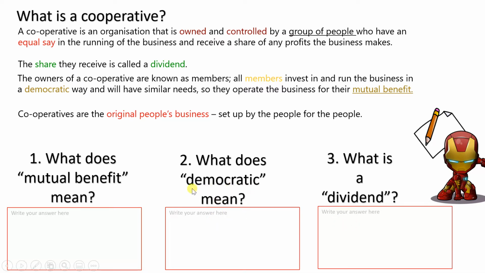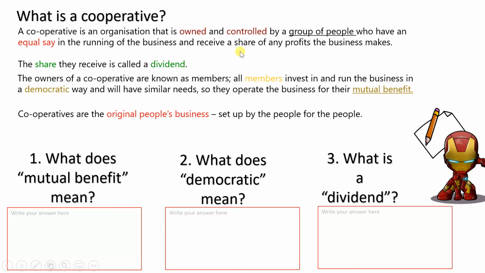So what does democratic mean? There you go. You need to go back over that. I'm not spelling it out to you because I have actually given you the definition. It's your turn to write it in your own words. Question 3. What is a dividend? There it is in the green. Let's have a look around all those words to see if we can work it out. We're talking about receiving a share of any profits the business makes, and the share they receive is called a dividend.